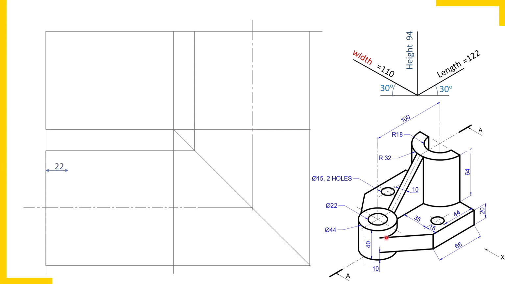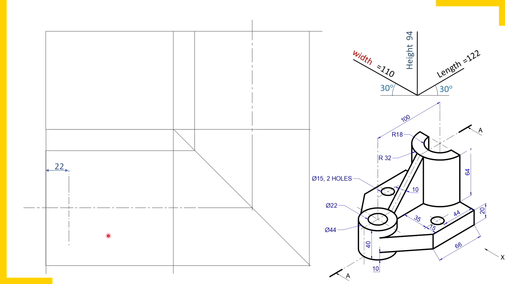So 22 millimeters from the left side. To draw this circle, the cylinder is a vertical cylinder. In the top view, it appears as a circle. So to draw the circle, we should establish its center. The top view is symmetrical, so the center is on the axis of symmetry, and from the left side at a distance of 22 millimeters. So I have measured 22 millimeters, and this is the center line.